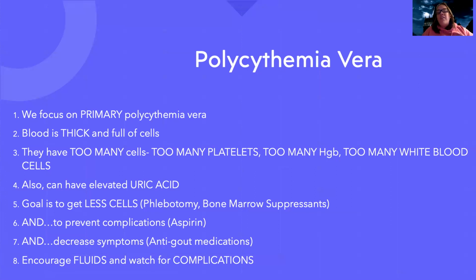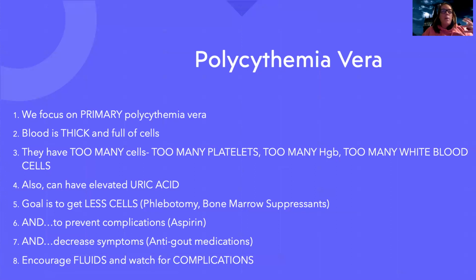They can also have elevated uric acid because pretty much the breakdown product of all these blood cells is uric acid. And we're going to talk later in the semester about gout, which is too much uric acid. But in other words, they can start to have pain and accumulation of this uric acid in their joints. And so it can definitely cause them some discomfort.